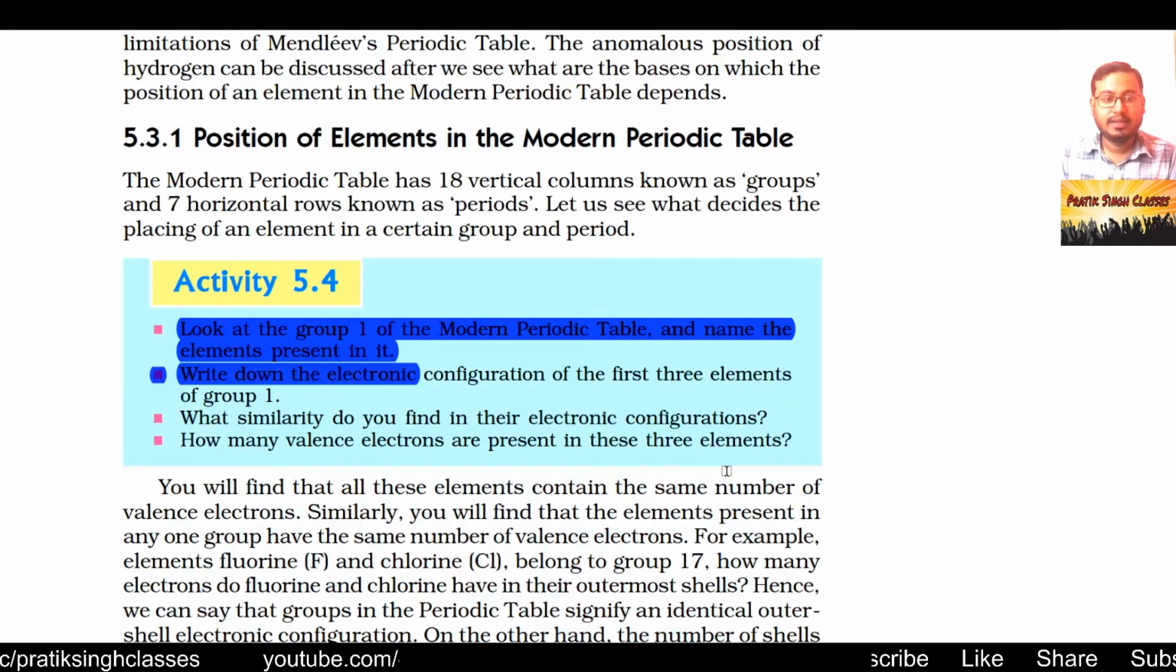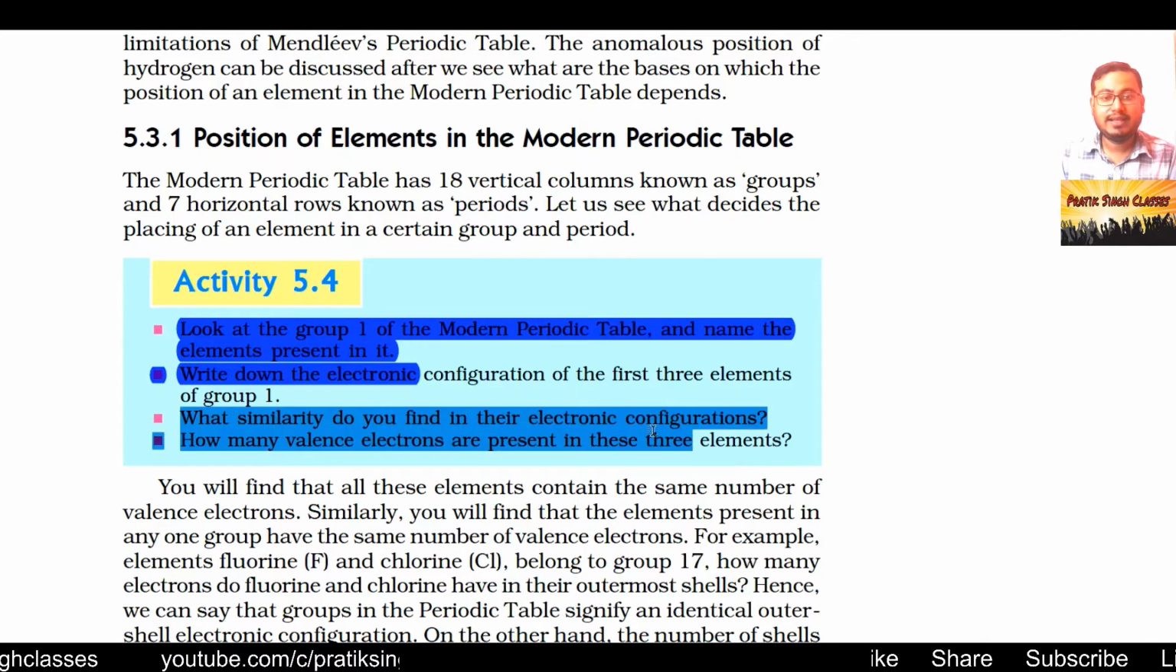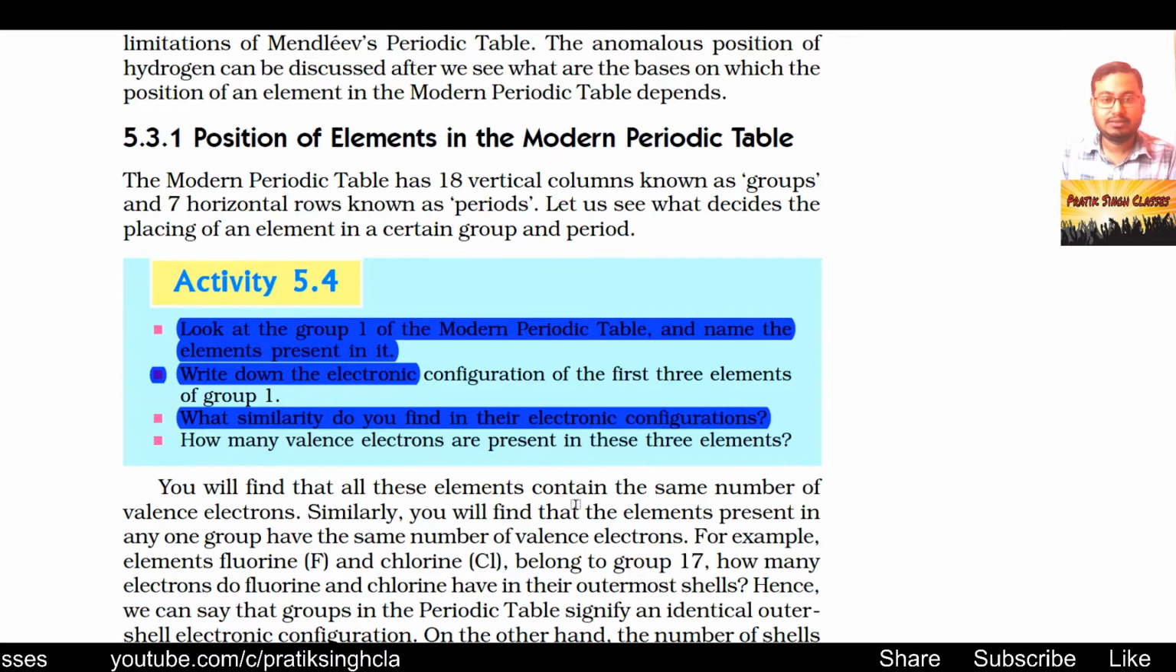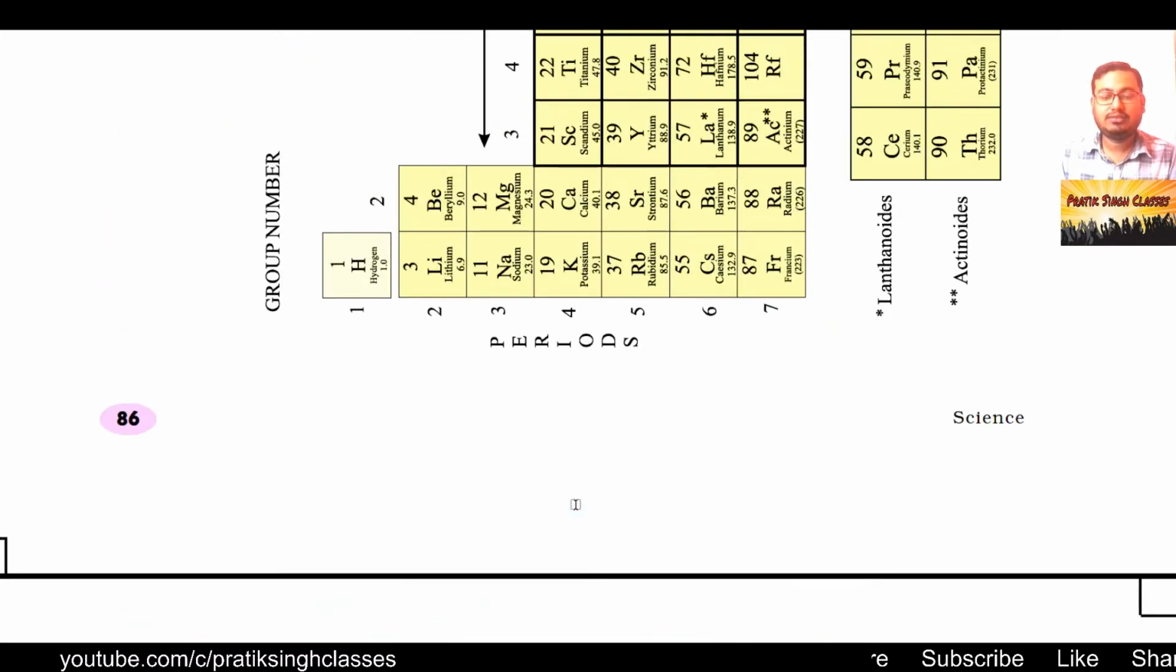Now, what similarity do you find in the electronic configurations? If you write the electronic configuration of group 1 elements, you will find that the outermost orbit of the atoms has only one electron in it.